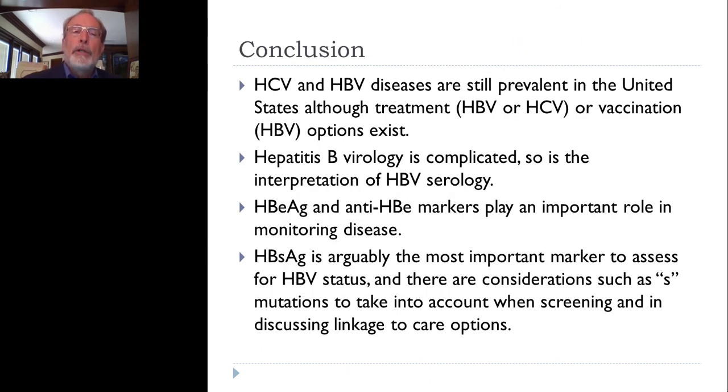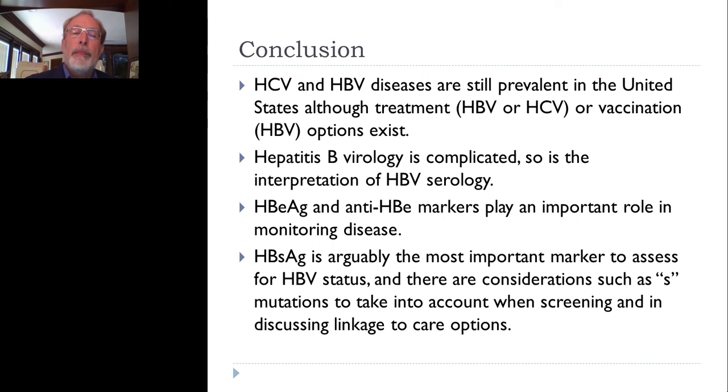Let's now wrap up with some conclusions. Hepatitis B and hepatitis C are prevalent in the US and major healthcare problems, actually resulting in more deaths than HIV, malaria, and TB. Hepatitis B virology is complicated. The immune interaction with the virus is also complicated. E antigen and E antibodies are markers of phases of the disease and important for monitoring patients, natural history, and on treatment.